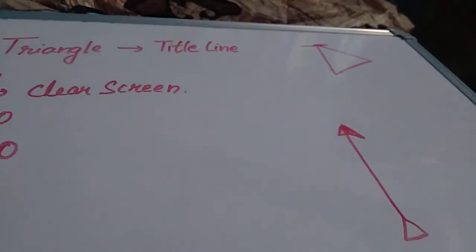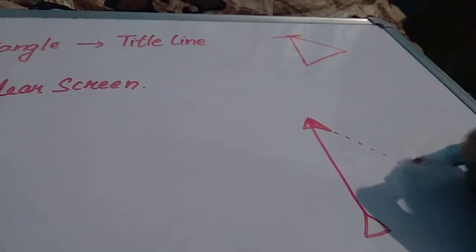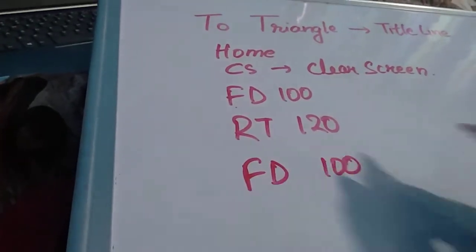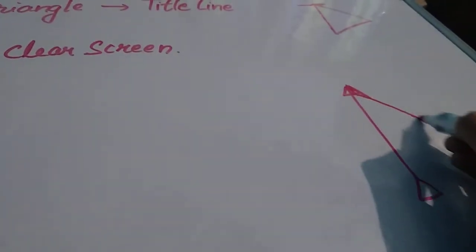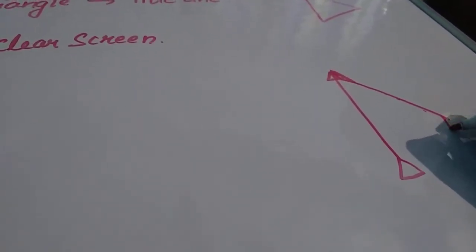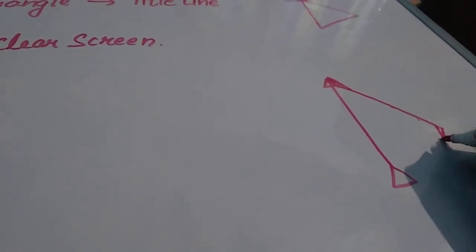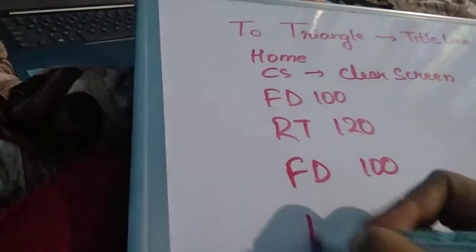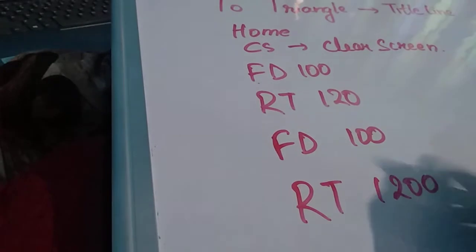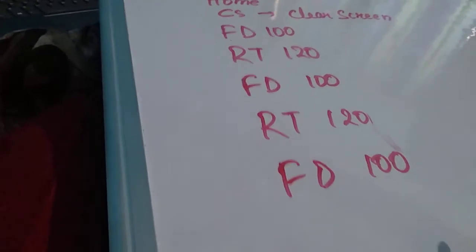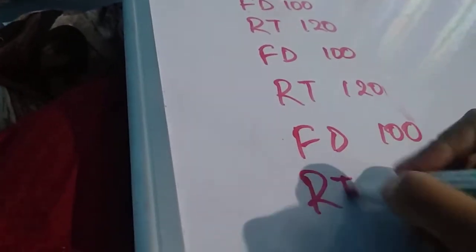Okay, now we have to move the turtle further in this direction. So forward 100. So here it will move 100 points forward. Again it will have to move right in this direction, and it will join this line. So again RT 120. Further we are going to move 100, and last RT 120, and at the last we will write end.